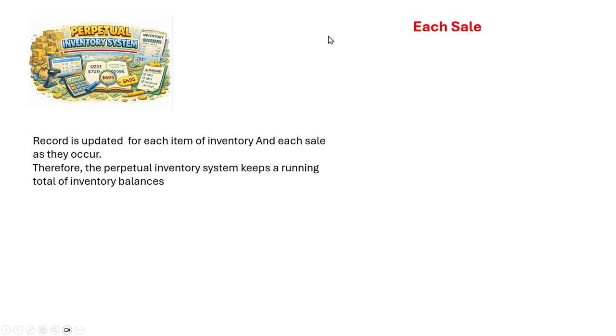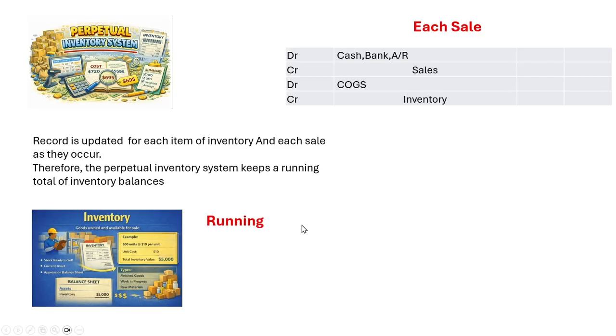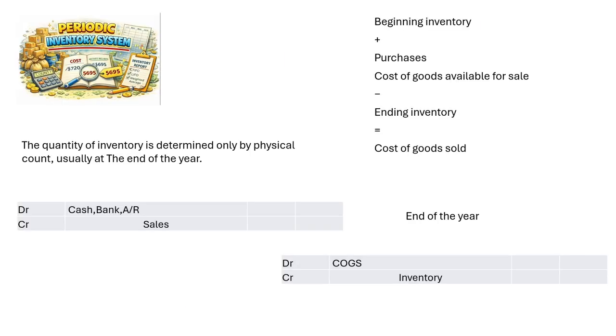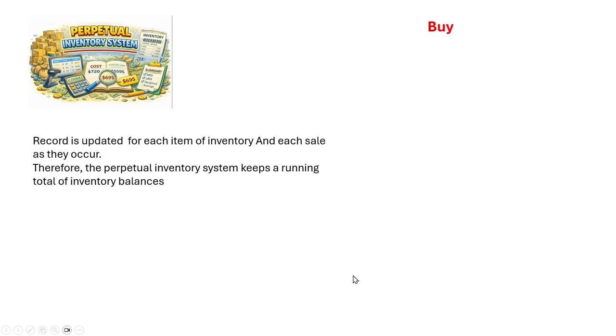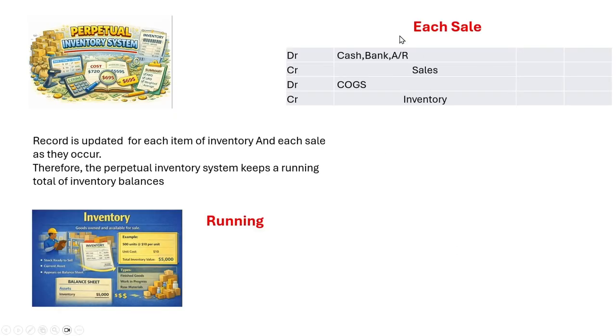And then when we sell, we debit cash, bank, or accounts receivable, credit sales, and debit cost of goods sold and credit inventory at the same time. If we go back to periodic, you're going to see that at the end of the year we do this journal entry, cost of goods sold to inventory, but in perpetual it happens every time. With every sale it's updated, so it's a running inventory for each sale.